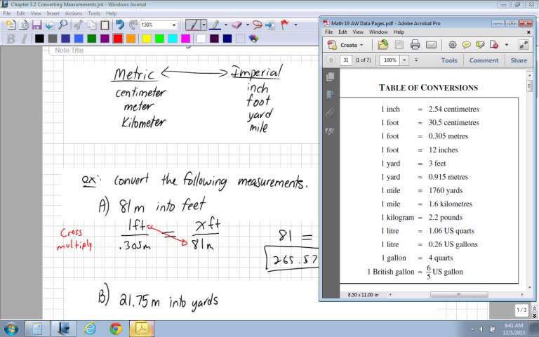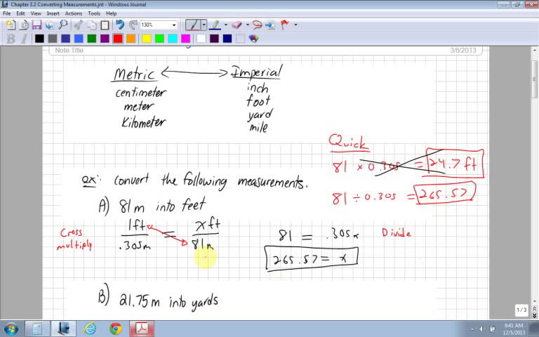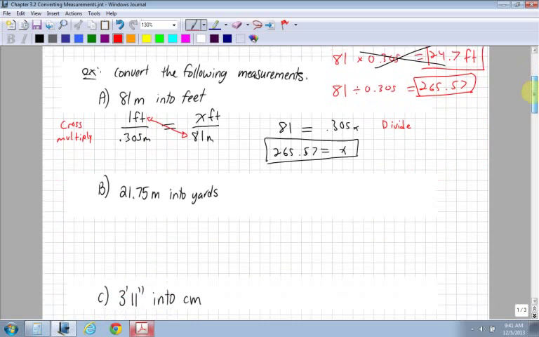It's just the way the data sheets are set up. If I had the meter conversion, like if I had 1 meter equals so many feet, then I would multiply. But it's not set up like that, it's set up differently. Okay, let's keep going here.